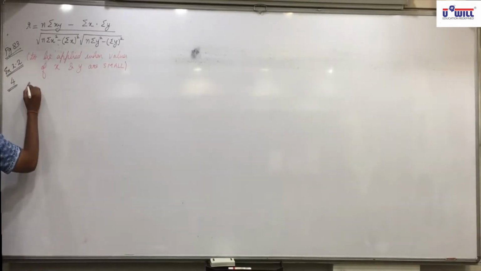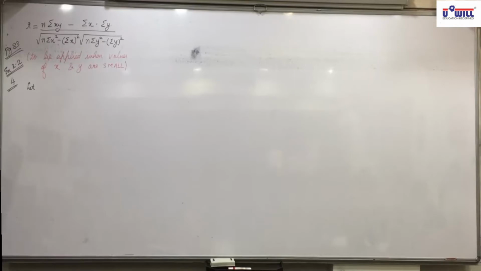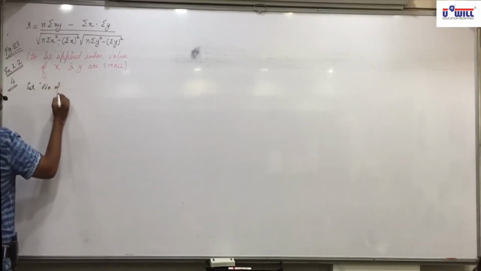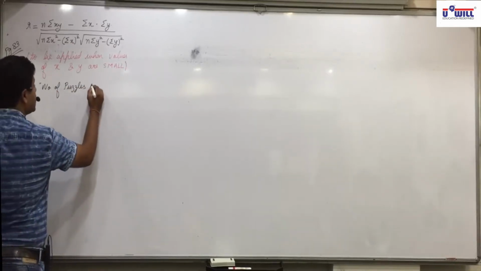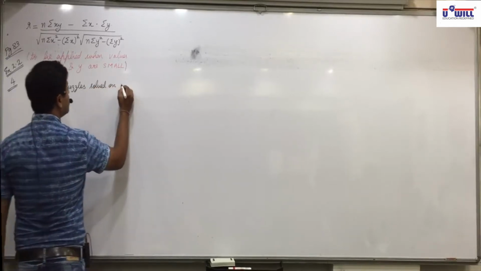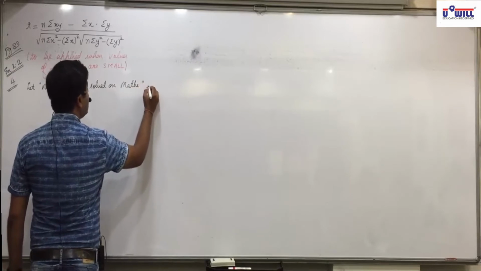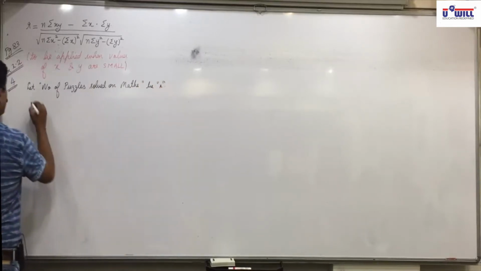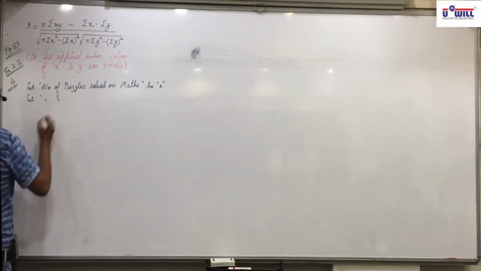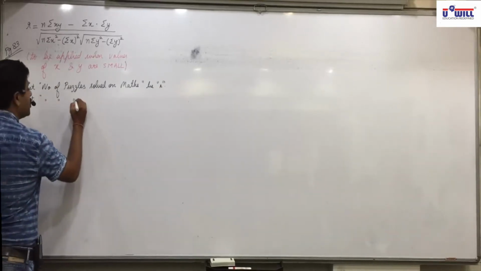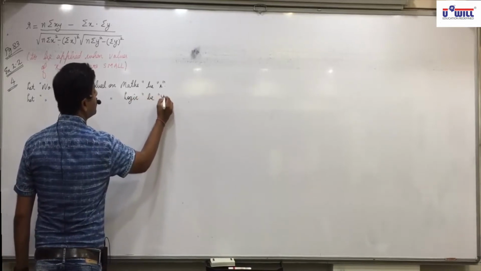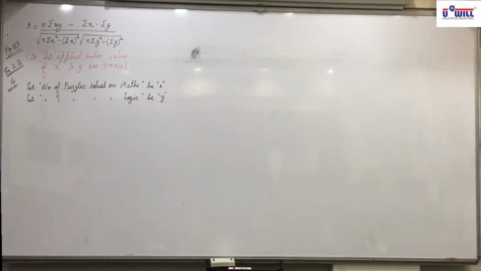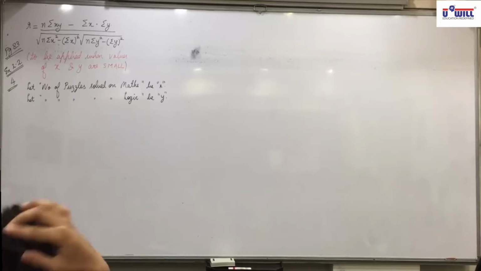So first let us define it. Write down, let number of puzzles solved on mathematics be x, and let number of puzzles solved on logic be y. Got it, everyone? First we are supposed to define x and y. Now put your pens down. First understand what workings you have to make, then you'll do it along with me.